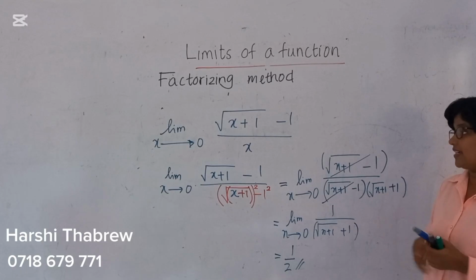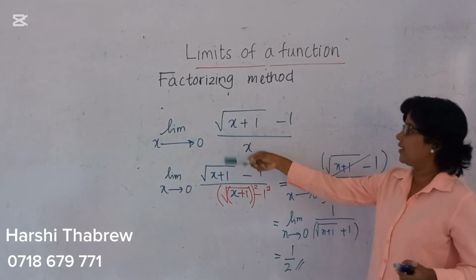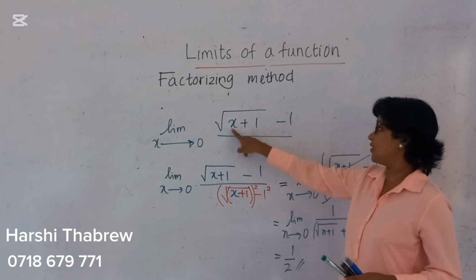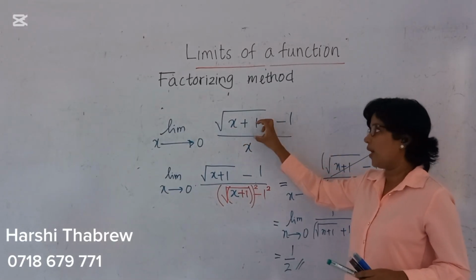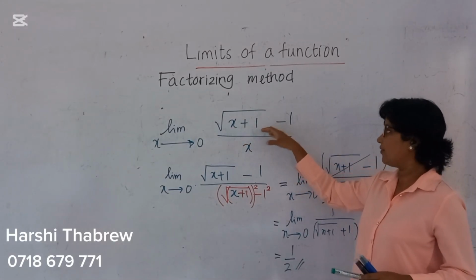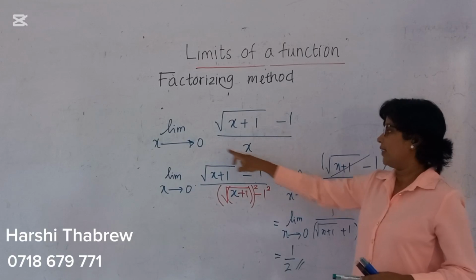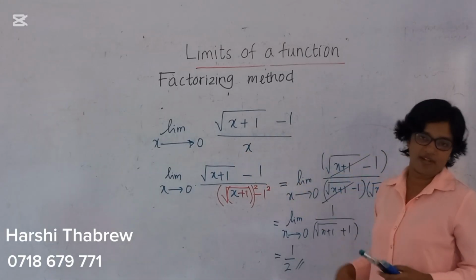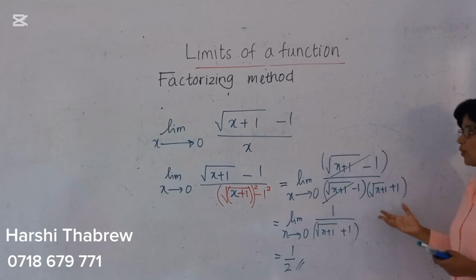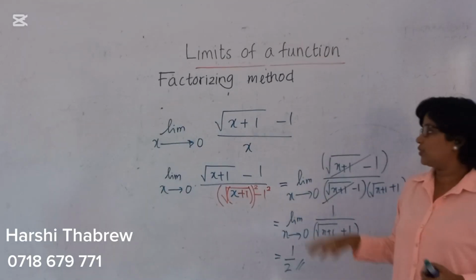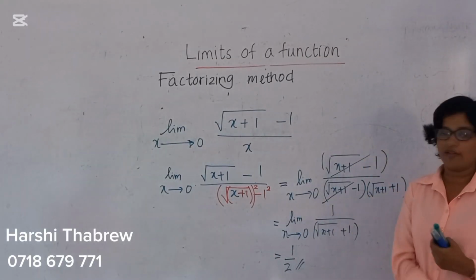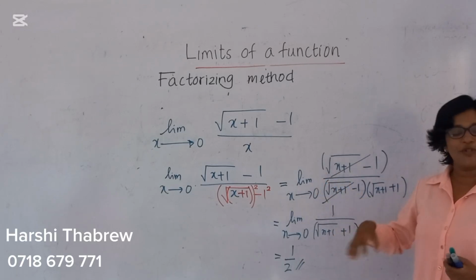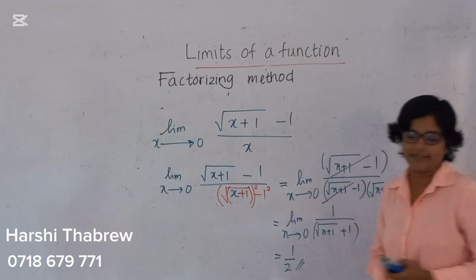Otherwise, if we do the direct substitution, what will happen? Here 0 plus 1, it's 1. Square root of 1 is 1. 1 minus 1 is 0. Here x approaches 0. Therefore, 0 over 0, it is undefined. So, you can use this method to solve this question. This is one method. You can use another method. I will teach it later.